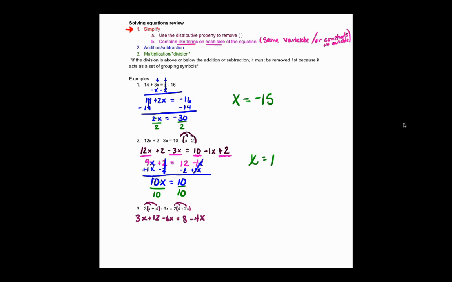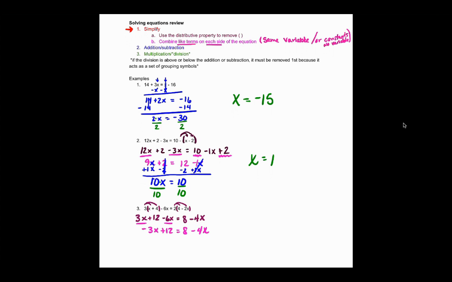Next step in the process is our like terms. On the left side, we have a 3x and a negative 6x, but on the right side, we have a constant and a variable, so nothing to combine. So we combine our like terms on the left. 3x minus 6x is a negative 3x. We keep the plus 12, we keep the equals, we keep the 8, and we keep the minus 4x.